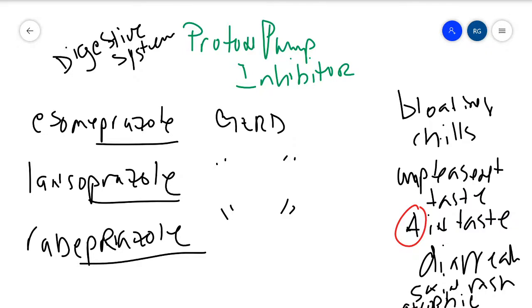So for the most part, they end in prazole. Drug class is proton pump inhibitors. It's in the digestive system, and they are for GERD. For the most part, they create chills, bloating, unpleasant taste, change in taste, diarrhea, skin rash, and atrophic gastritis. And again, transfer these to a card, and it'll help you out quite a bit. But also put the brand name, because you're going to have to know the brand name.